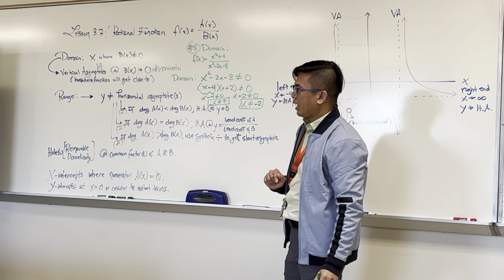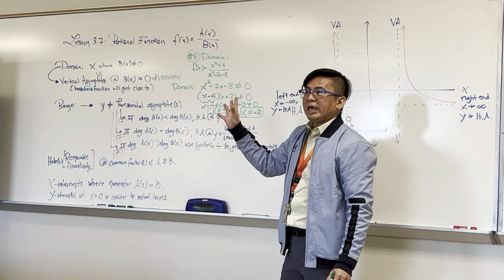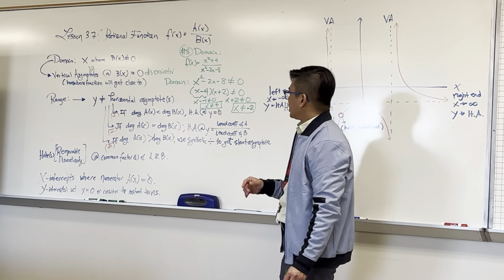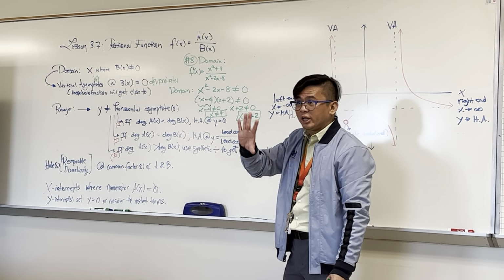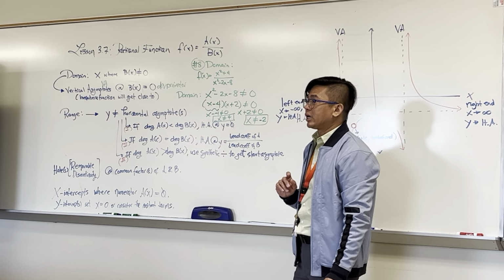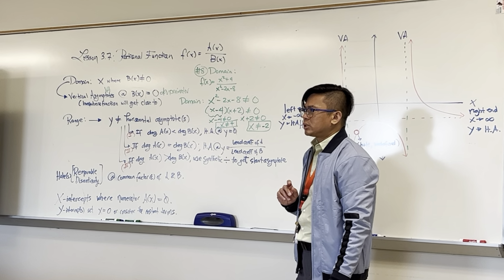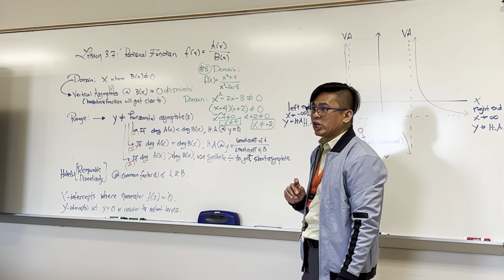Okay. So what's your domain? Your x is everything except 4 and -2. Are we good? All real numbers except 4 and -2, right? How are you gonna write it in interval notation?